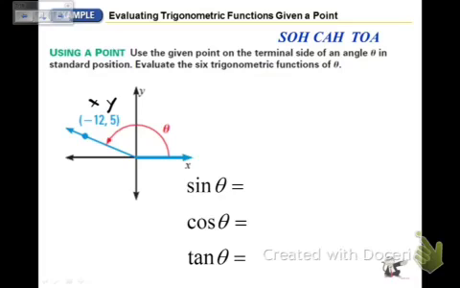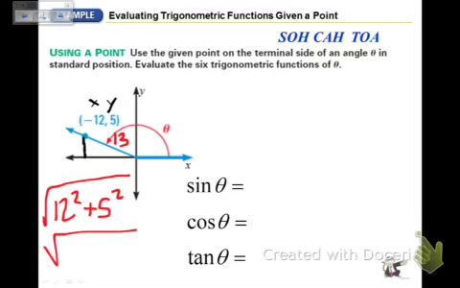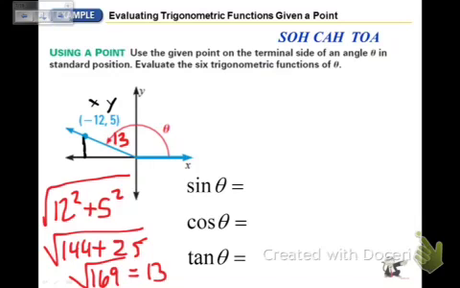Hopefully you came back here, and when you drew this in, you found out that r was 13, because 12 squared plus 5 squared, the square root of 144 plus 25, is the square root of 169, which is 13. So that means x equals negative 12, y equals 5, and r equals 13.